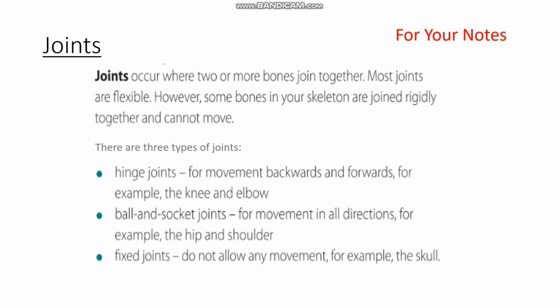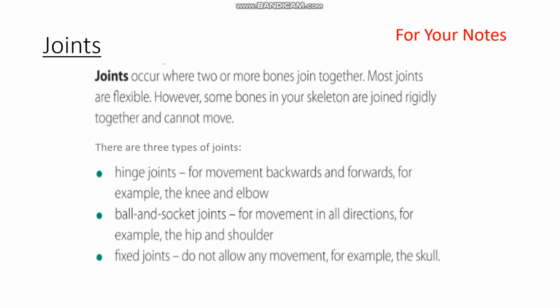You have to be able to give the names of 3 examples of joints, and the first one is the hinge joint, and this allows movement backwards and forwards, for example the knee and the elbow, which we'll be looking at in a few moments. The second type of joint is the ball and socket joint, and this allows movement in all directions, and examples of ball and socket joints can be found in the hip and the shoulder.